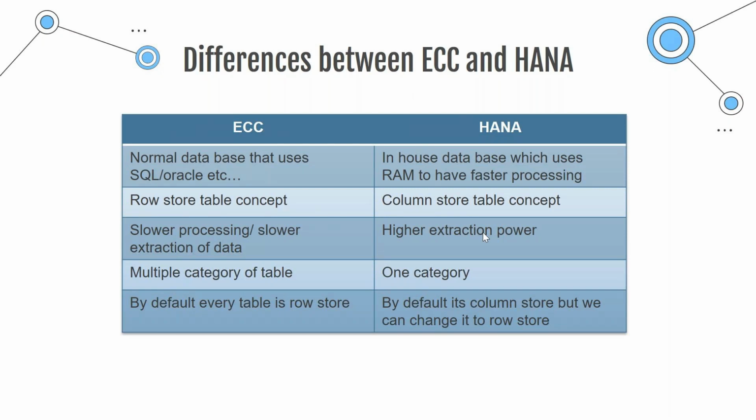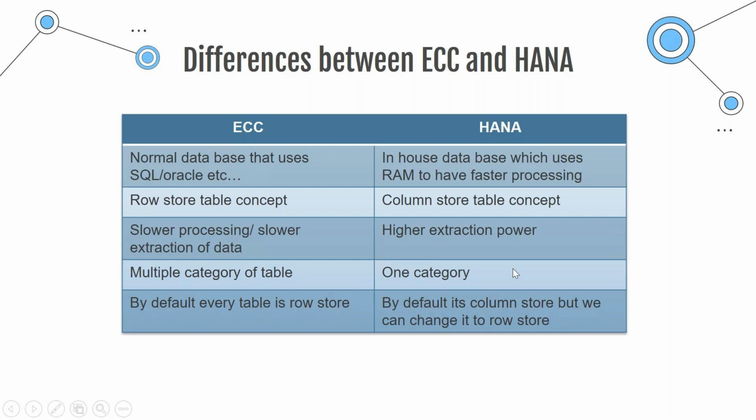So that's the benefit of HANA. Then in ECC system there are different categories of tables. I'll tell you what the categories of tables are when we get into DDIC. It's the data dictionary, that is the next chapter. I'll show you all the categories, but for now just understand that ECC will have different categories of tables, whereas your HANA system will only have one category of table.